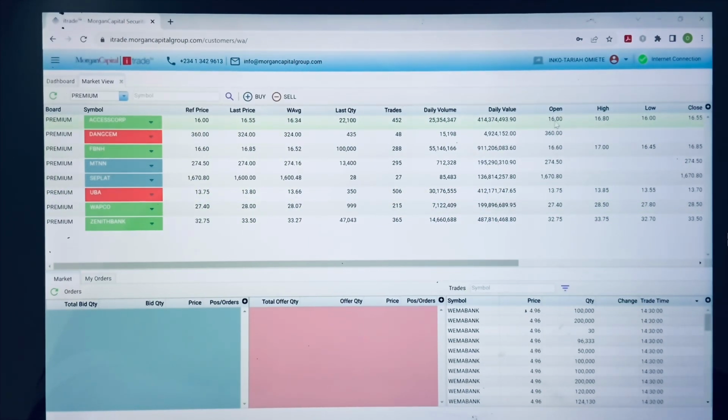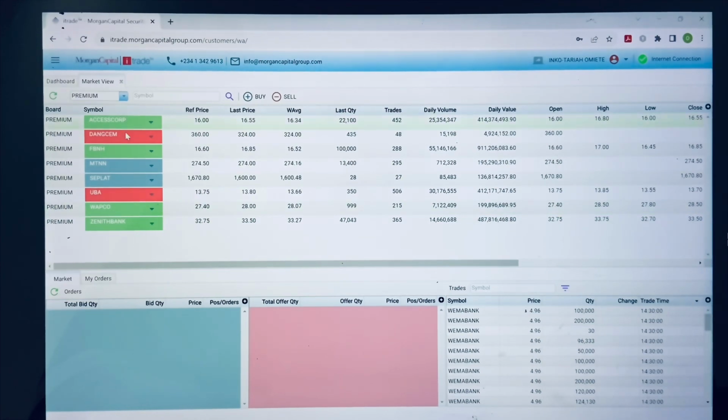Open is the opening price for the day, each of them. All right, and then I've talked about high and low. Now, close is the closing price as at today. Like I said, the market has closed, so the closing price, as you can see, is 16.55 for Access, and so on and so forth.